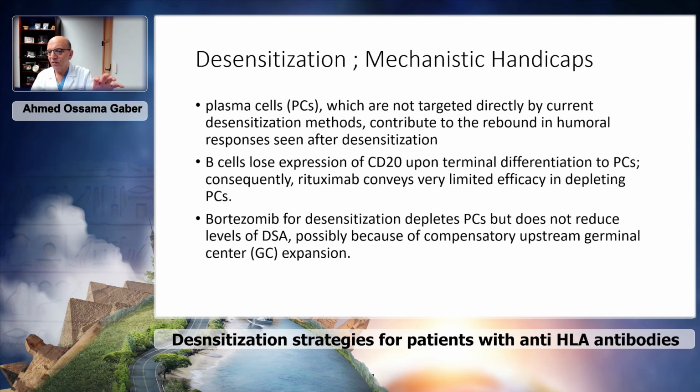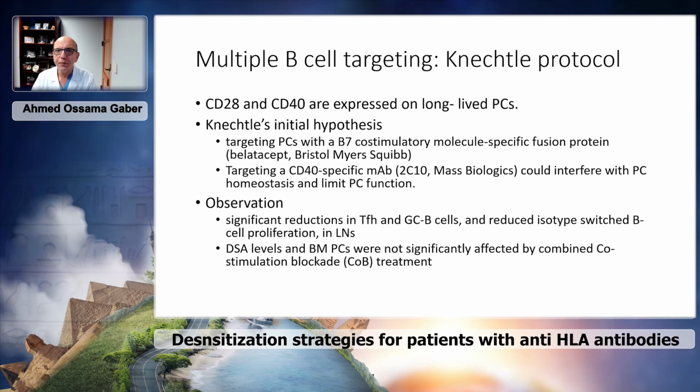But we know that we have these long-term memory cells that are hiding inside the bone marrow. They keep coming up, they keep going to the germinal centers, and as long as the germinal centers in the lymph nodes can make more plasma cells, the antibody levels that come down temporarily go back up again. So the solution is that you can multiply target the B cells. And this is what Stuart Knechtle did. I call it the Knechtle protocol. He did it in monkeys.